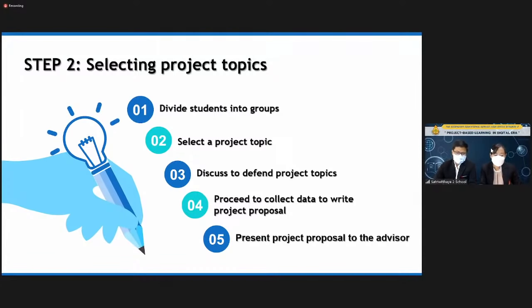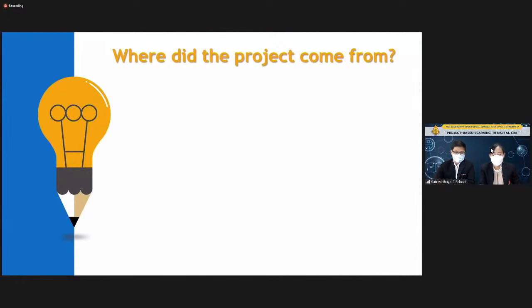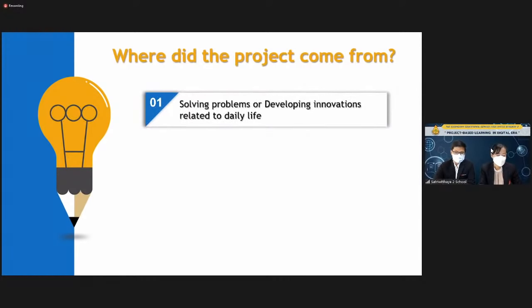Okay. The next step in the project procedure is number 2, select a project topic. From our teaching experience, we found the main points that inspire or give my students an idea for the project. Number 1, solving problems or developing innovations related to daily life. We give students the opportunity to analyze problems or real-world needs in daily life, family, or community.